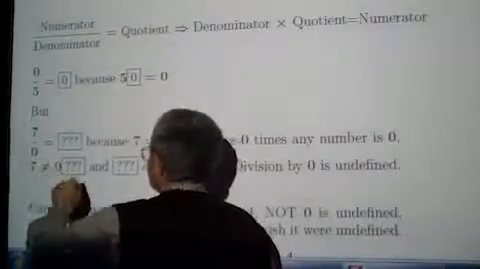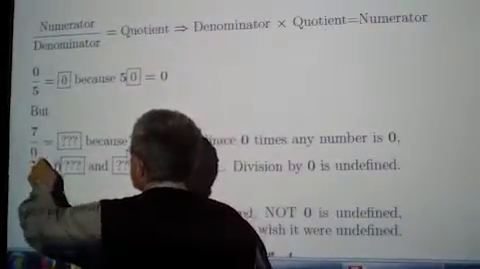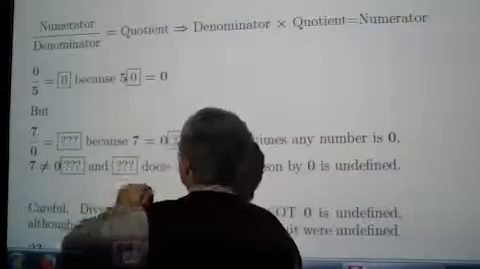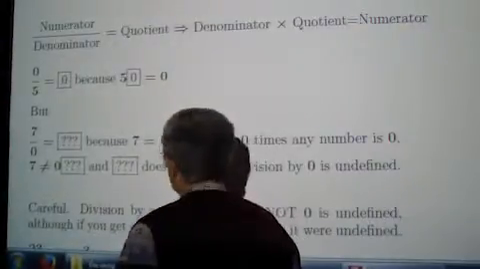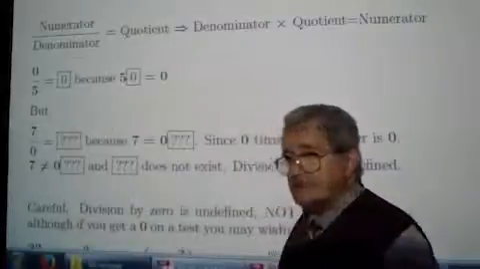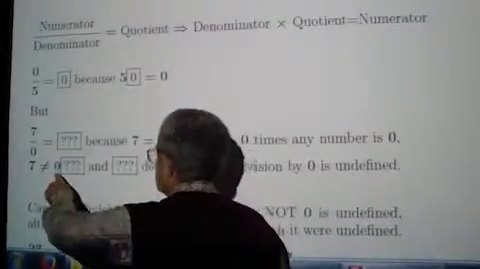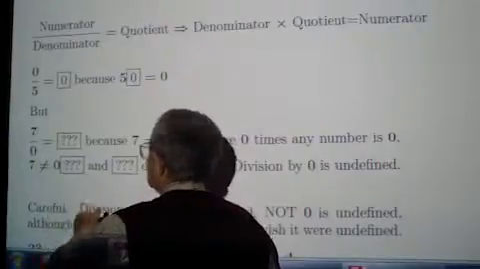What is 7 divided by 0? Well, let's put the number in a box. 0 times a box must give you 7. But that's impossible. 0 times any number is always 0. So 7 will never be equal to 0 times some number.